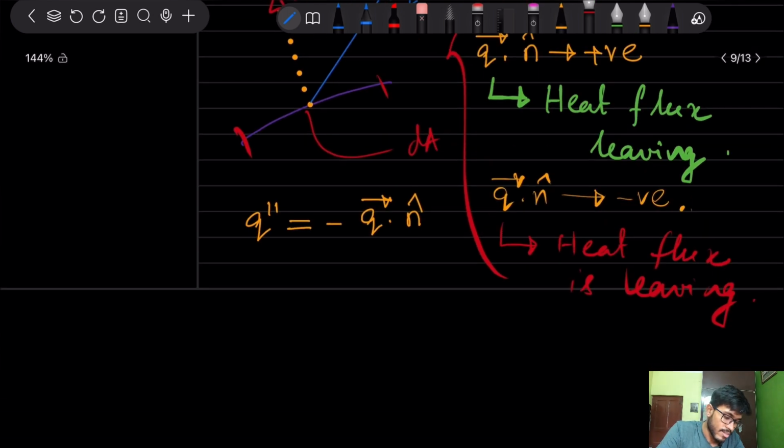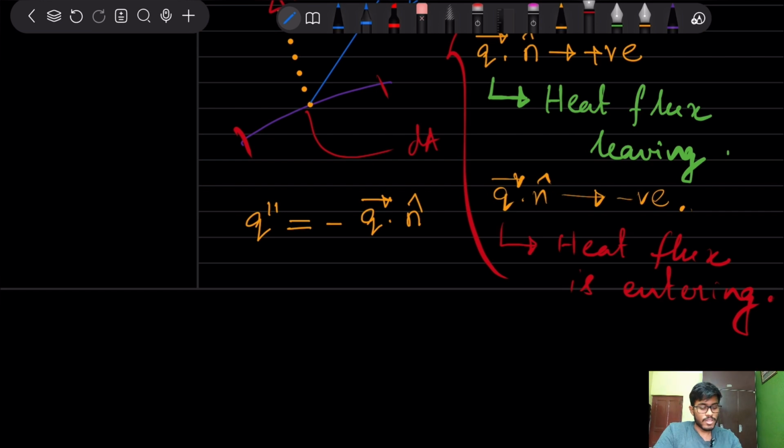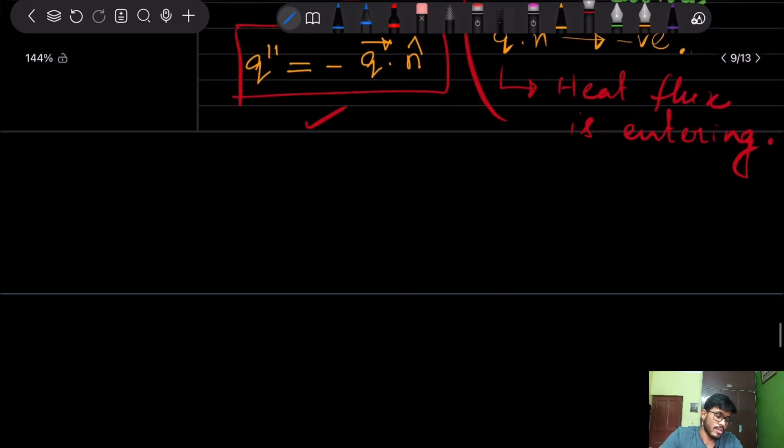Sorry, this is entering, I am extremely sorry, this is entering. So if my heat flux is entering, that must be positive, but my q dot n is negative. So to make it positive, I have to incorporate an extra minus sign. So this is the actual correlation that we will follow here.